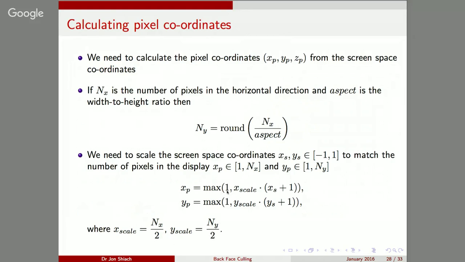The max 1 means we never go below 1, okay? Because sometimes you can get 0, and we can't have a 0 pixel. Pixels are like sheep. It's sort of counting. Show me a 0 sheep. Okay, we can't. So that's what that max is. So max 1 means, if it's 0, just round it up to 1. X scale is the number of pixels in the x direction divided by 2, times xs plus 1. And that will give you your x and y coordinates. So from your screen space to your pixel space, that's your x and y coordinates.